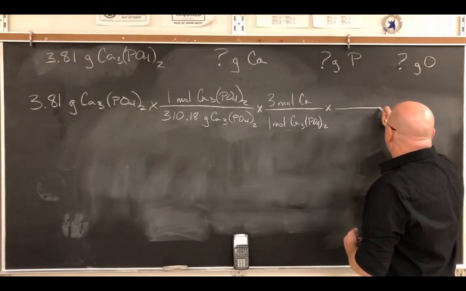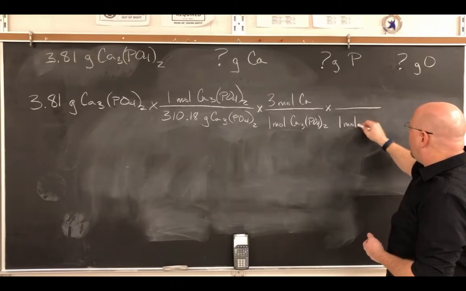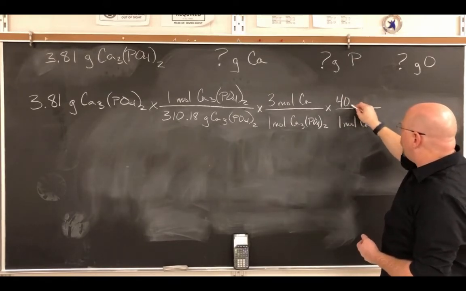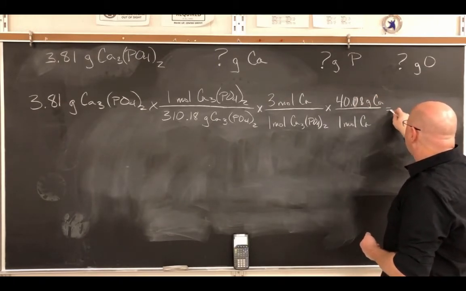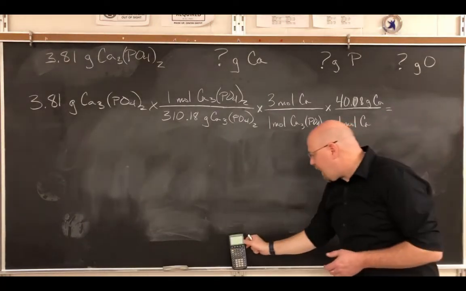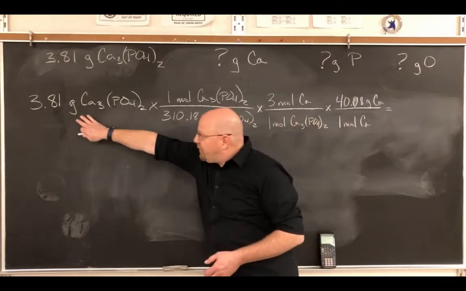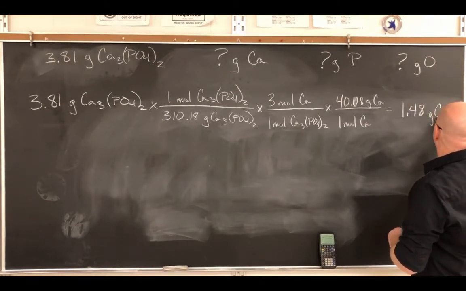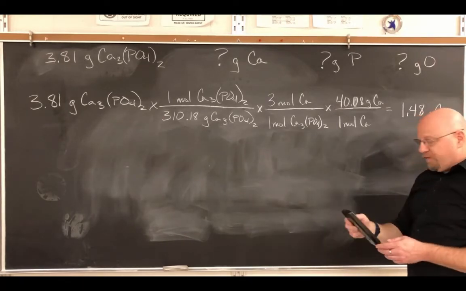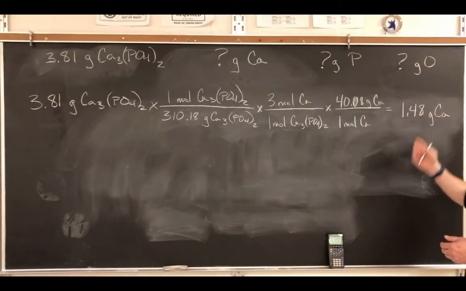Our last step would then be to convert that into our grams. And we have, again, our periodic table. We can look up and say 1 mole of calcium is going to equal 40.08 grams of calcium. And we're done with that conversion. All we have to do now is calculate it out. 3.81, rounded to the correct number of significant digits, which would be 3. This has 3 significant digits: 1.48. Now in your calculator, you're actually going to get 1.4769, but we're dropping that 69, and that's going to round that 7 up to 8.